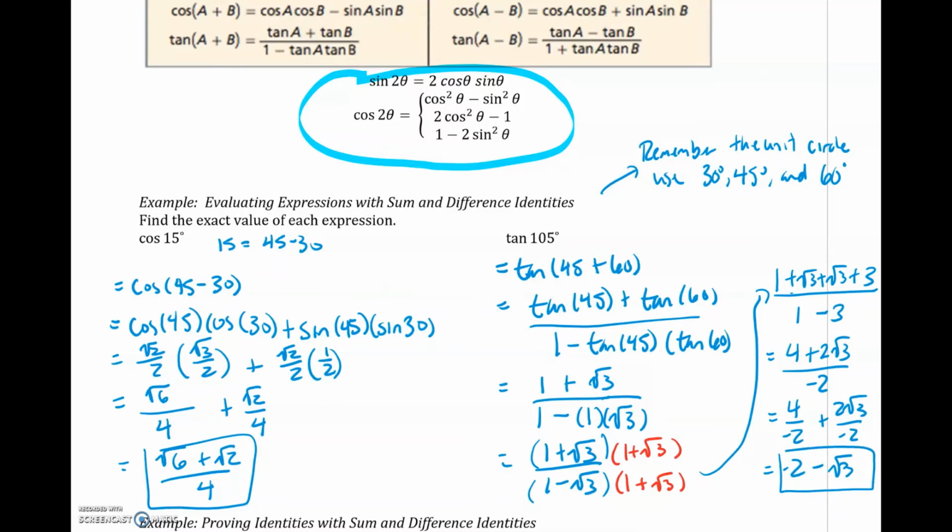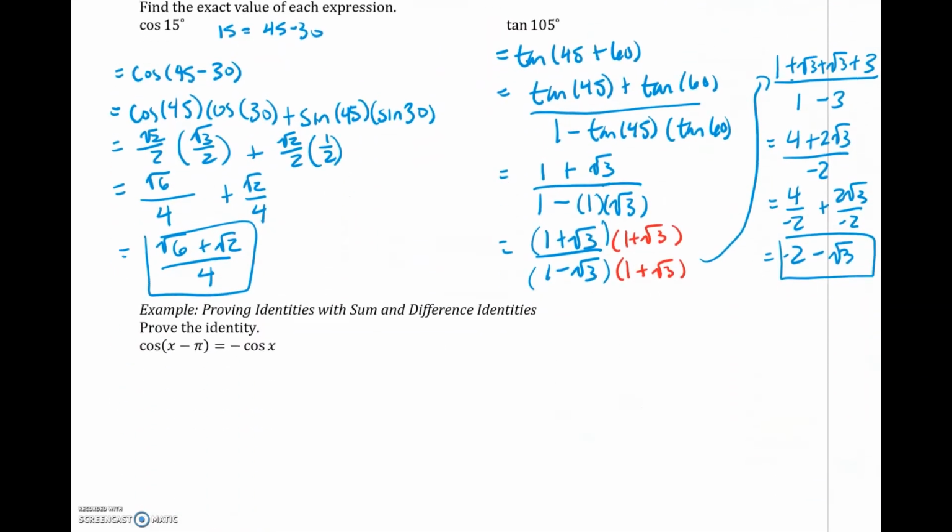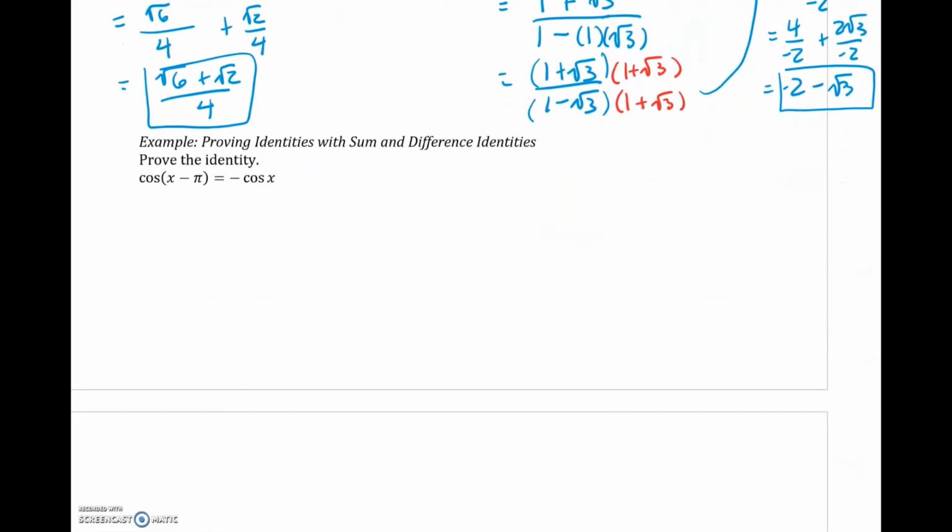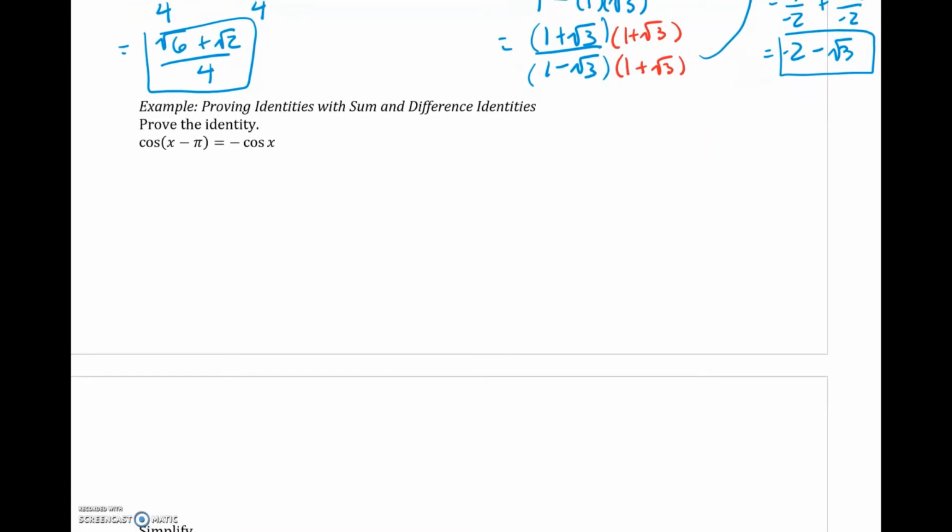Okay, so that's an application of how we can use our identities, and we can of course prove different identities. So we can use our sum and difference identities to prove statements. So here, if you look at the next example, I want to prove that cosine of x minus pi is actually just negative cosine x.